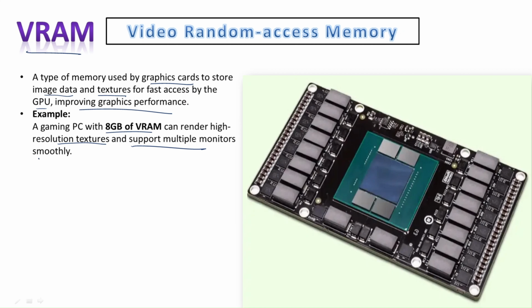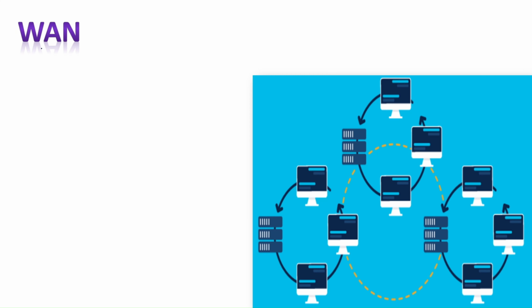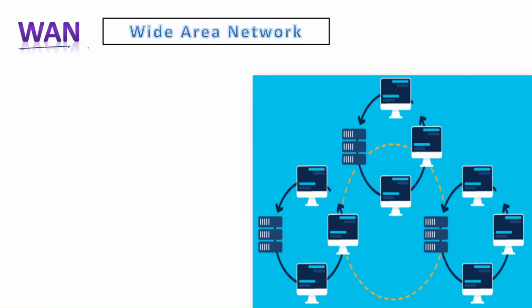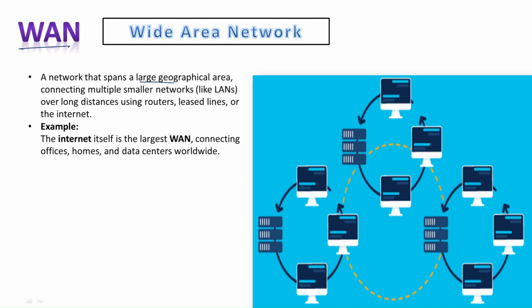WAN is Wide Area Network. So it is a network that spans a large geographical area, connecting multiple smaller networks like LANs over long distances using routers, leased lines, or the internet. Example, the internet itself is the largest WAN connecting offices, homes, and data centers worldwide.